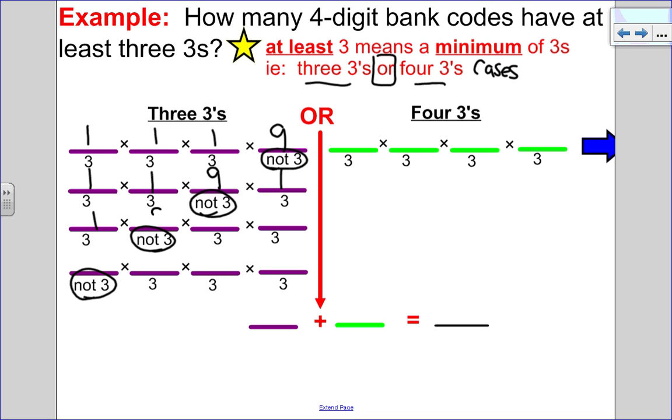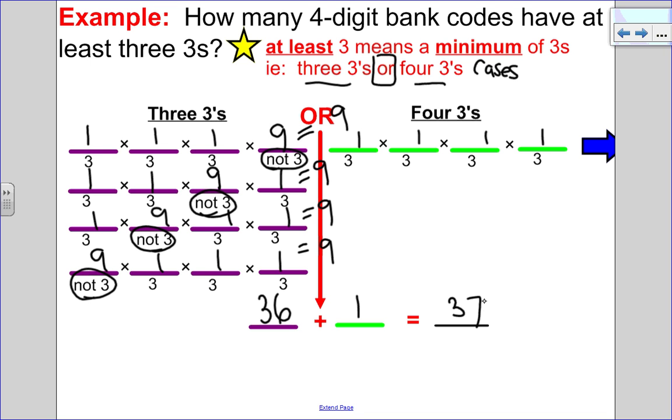So just filling this in here, all of these choices, 9, 1, 1, 1, you can see that 1 times 1 times 1 times 9 is just equal to 9. So each one of these is 9. So 9 choices, 9 choices, 9 choices, but there are 4 of them. So 9 times 4, 36 ways that I can have a bank code with 3 threes. Okay, and then the other one, we already talked about this, 4 threes has to be all just 3s, so there's absolutely no choice there. So 36 plus 1, there would be 37 different bank codes that had at least 3 threes.